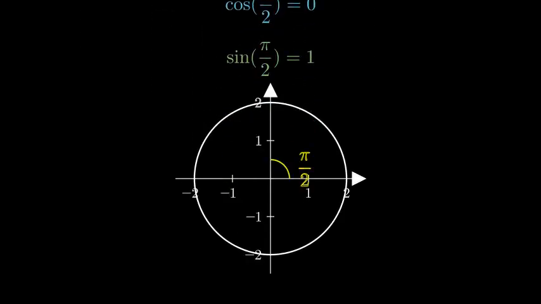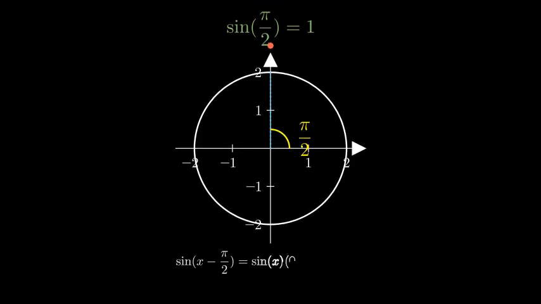When we have an angle of pi over 2 or 90 degrees, the point is at the top of the circle. At this point, the x-coordinate, which represents cosine, is 0, and the y-coordinate, which represents sine, is 1. Let's substitute these values back into our equation.